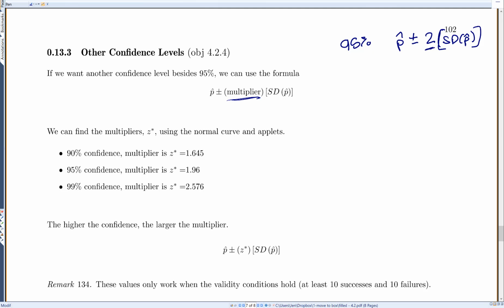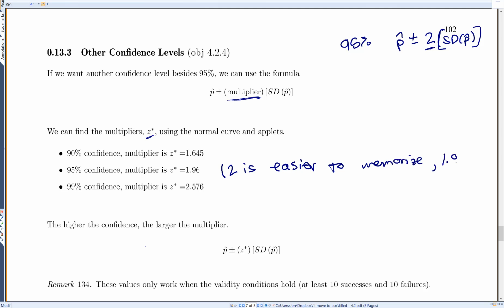So we can find what the multiplier needs to be using our normal curve or applets. We have a special name for the multipliers called z star. So for 90% confidence interval, the multiplier z star is 1.645. That's what will give you 90% confidence. For 95% confidence, the multiplier is 1.96. And we've been using 2 because 2 is easy to memorize.